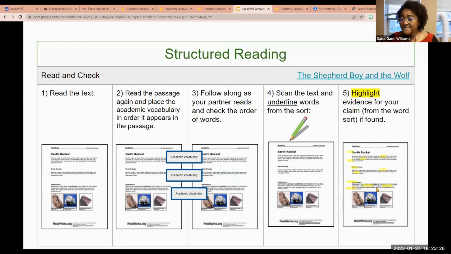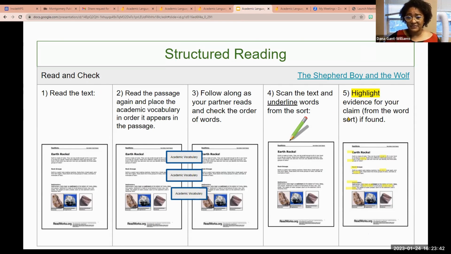Somebody's mic is on. So at this point, this is where you ask the students, was your claim correct? If not, what would you change? You engage them in that discussion, okay? So that's the close reading.